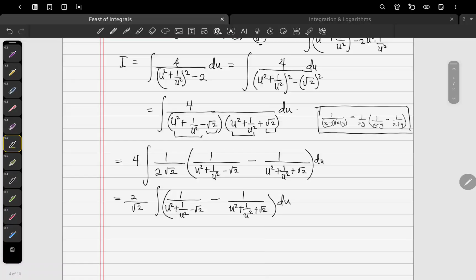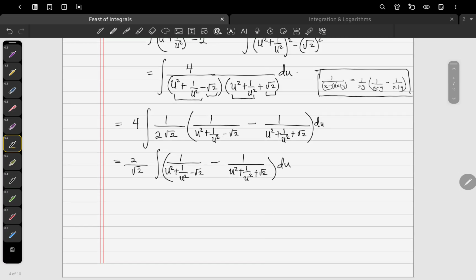Okay. We have to be clever from here. We have to be smart. And 2 over root 2 is just equal to root 2. So I can rewrite that and break this down into two integrals. So this is equal to square root of 2 times the integral of 1 over u squared plus 1 over u squared minus root 2 du minus the integral of 1 over u squared plus 1 over u squared plus square root of 2 du.